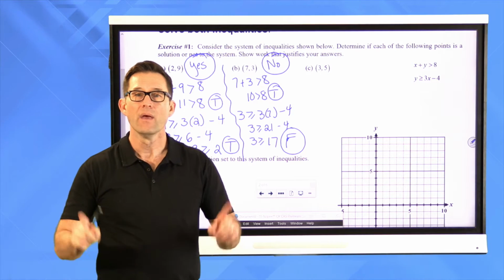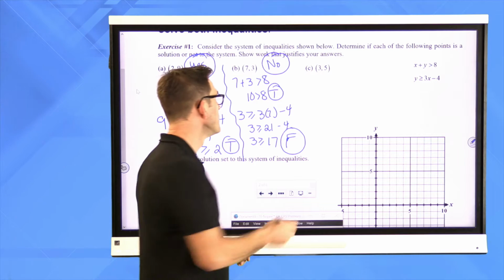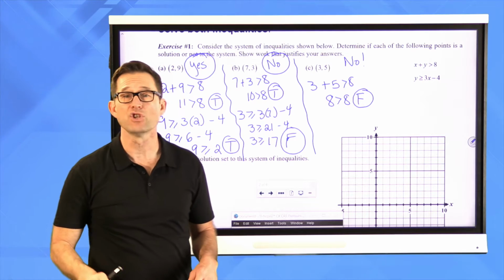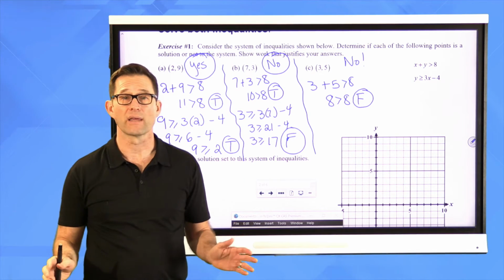All right, now let's do the last one, right? (3, 5). Let's see, is 3 plus 5 greater than 8? Is 8 greater than 8? That's false. And right now I'm going to stop. I'm going to say no, and I'm not going to even check it in the other one. I don't need to check it in the other one.